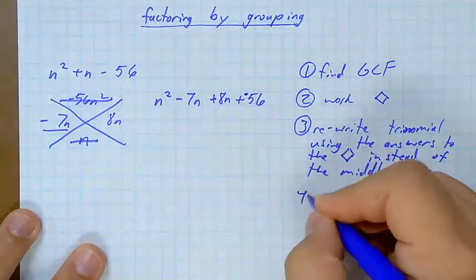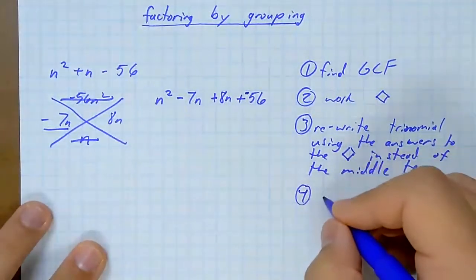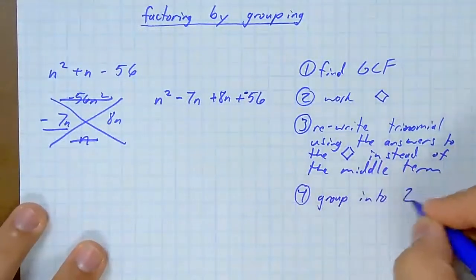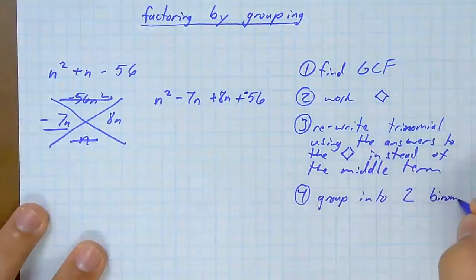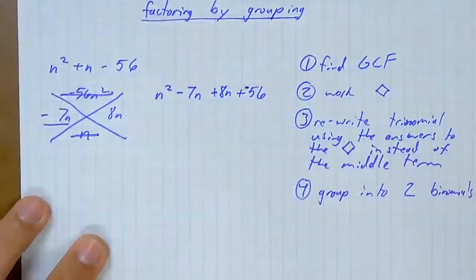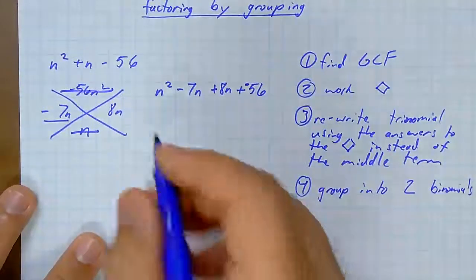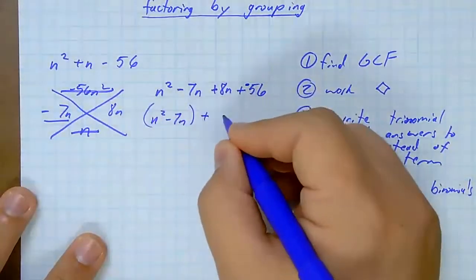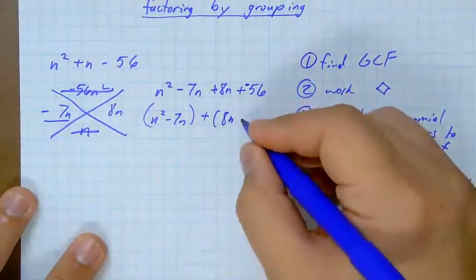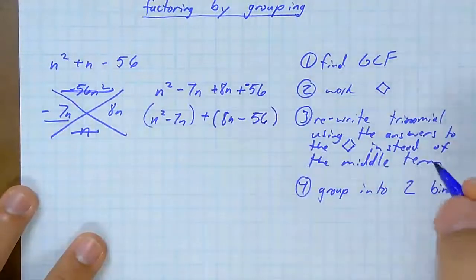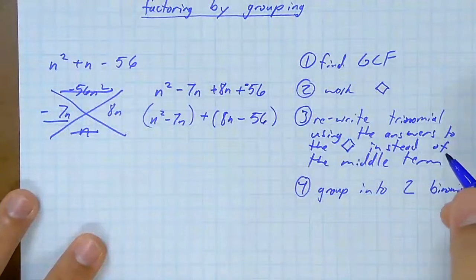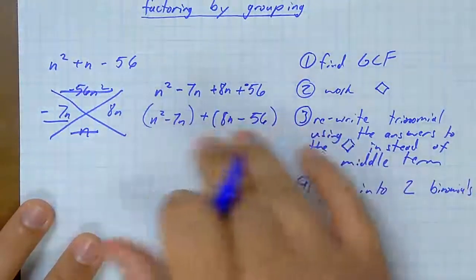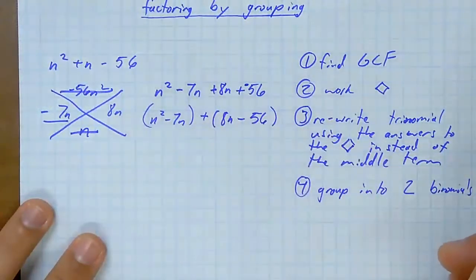Okay, so step 4, group into two binomials. I have n squared minus 7n plus 8n minus 56. Okay, pretty simple. But that's why we say we're factoring by grouping. We've made two different groups that we can factor with.